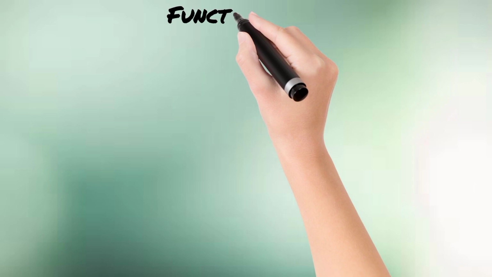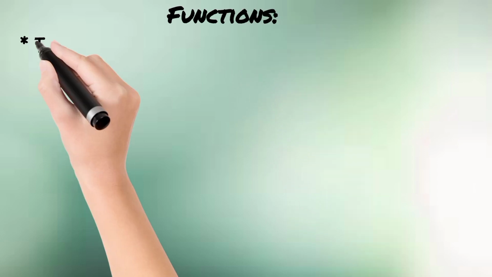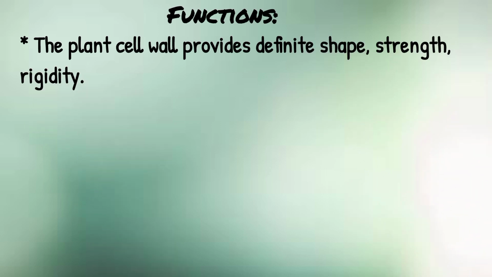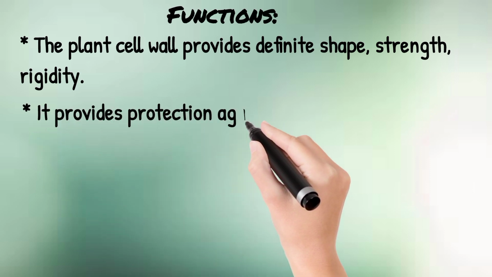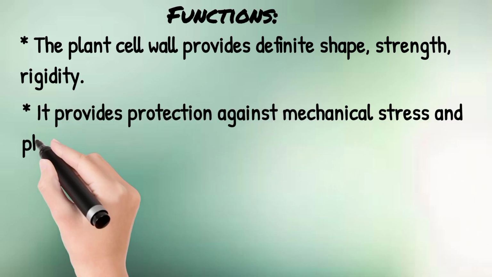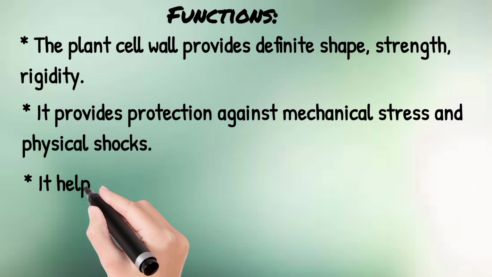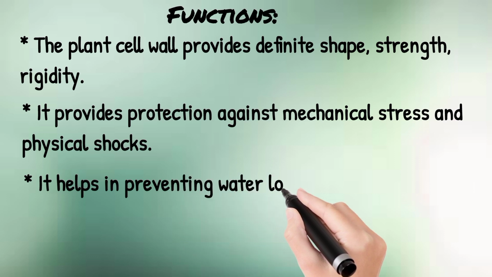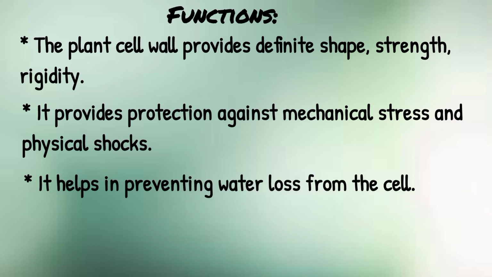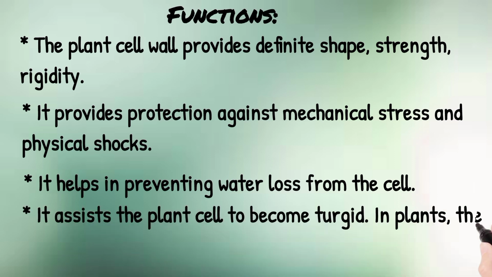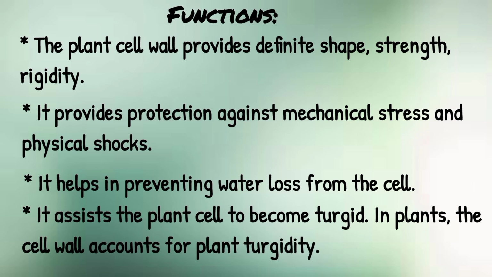Now coming to the functions of the cell wall. So the cell wall is mainly responsible for giving the mechanical strength to the cell. It gives definite shape, strength, and rigidity. It provides protection against the outer environment, any kind of mechanical stress or physical shock. It also helps to prevent loss of water from the cells. Then the cell wall also assists the plant to become turgid. We can say that turgidity is mainly because of the cell wall.